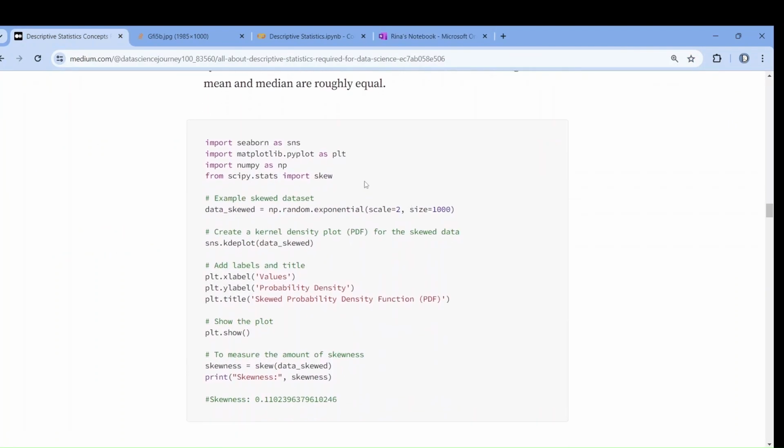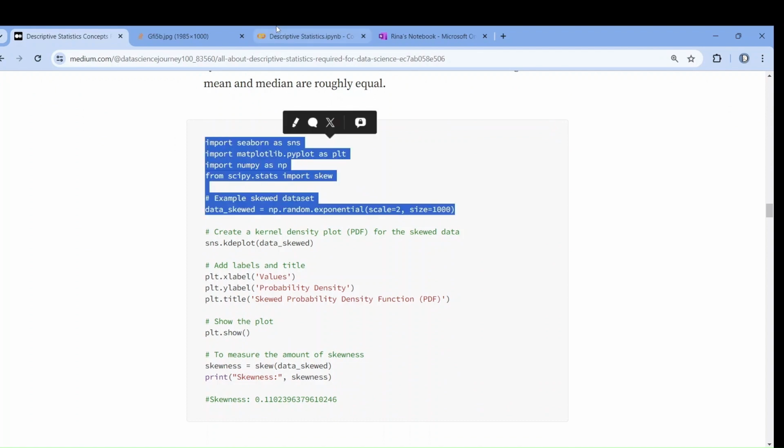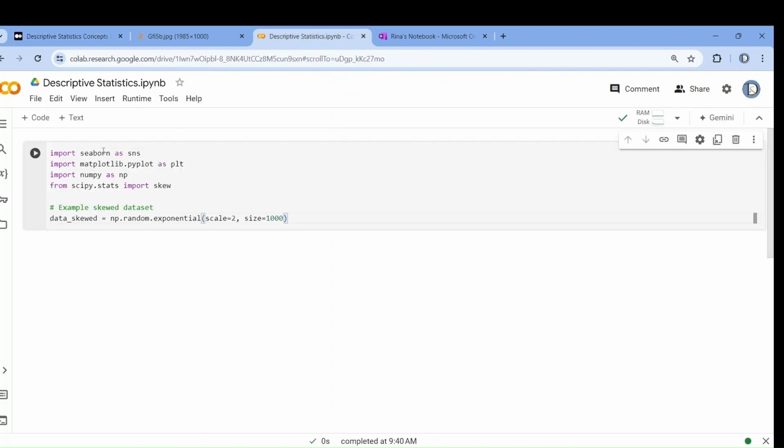Okay, now let me show it to you. First, I have to import Seaborn, Matplotlib, NumPy, and I have also imported a skew function to measure the numerical value of the skewness. How much the data is skewed. Okay, first I have generated some data by like some exponential numbers of 1000 values. Total 1000 values data set. I mean total 1000 data points will be generated random.